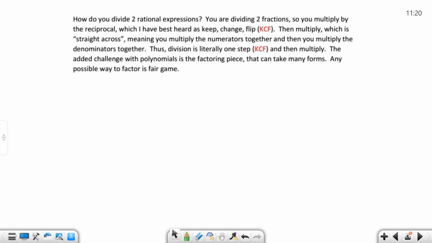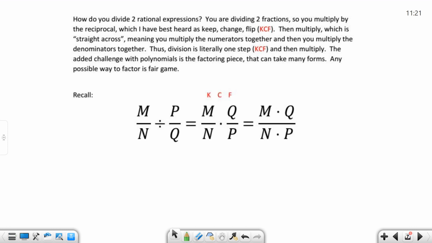The added challenge with polynomials is the factoring piece. That can take many forms, and any possible way that you've ever learned to factor is fair game when you're doing this. Everything won't factor. You'll run into some things that you just can't go any further with, and that's okay. But you try to factor everything.